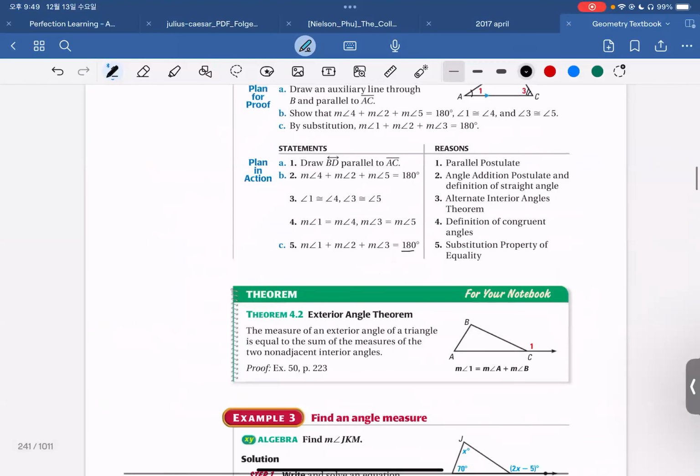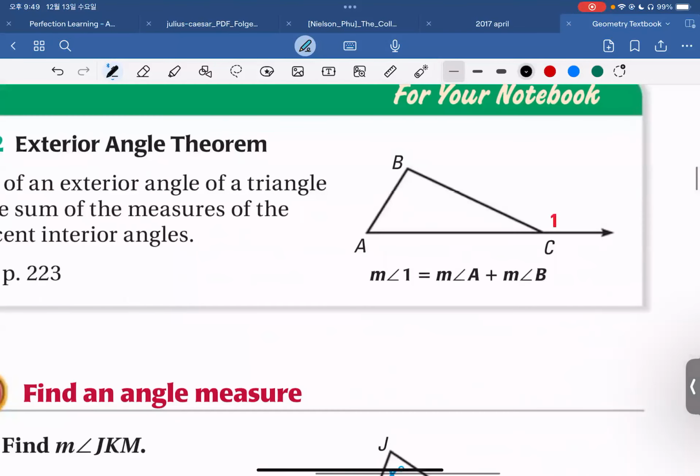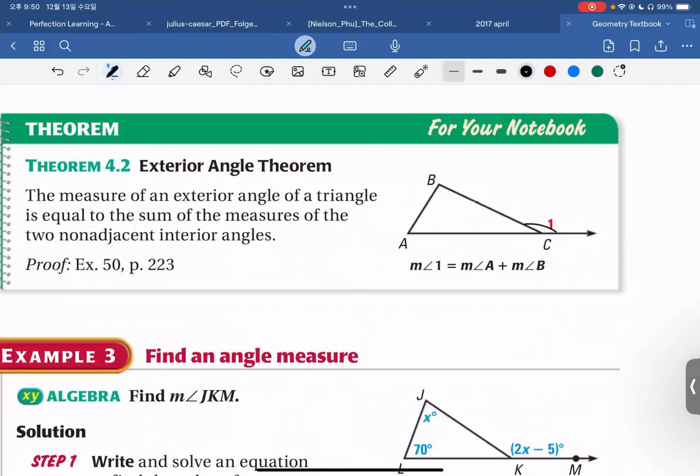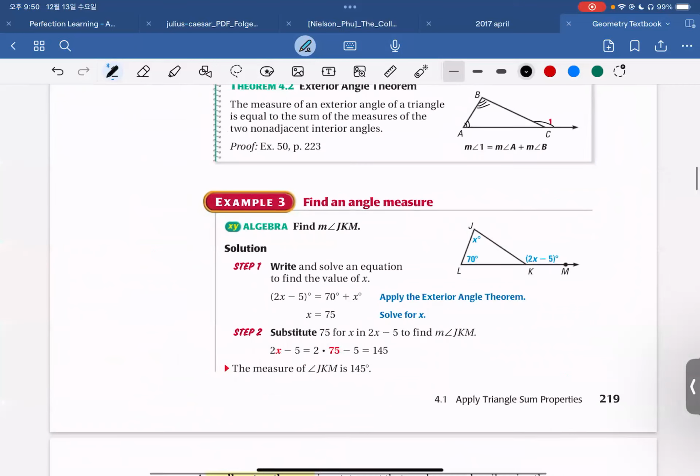And next is the exterior angle theorem. This shows that the measure of angle 1, which would be some exterior angle outside that is adjacent to angle C, is the same as the sum of the two other angles in the triangle except for C. So that would be in this case A and B. That's just what the exterior angle theorem says, and this is pretty easy.